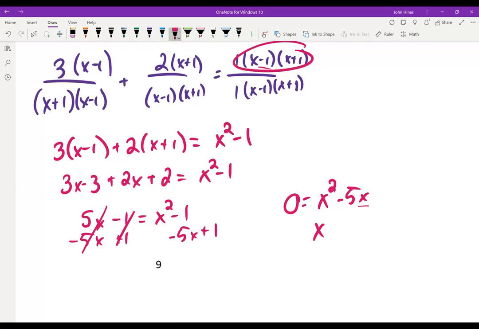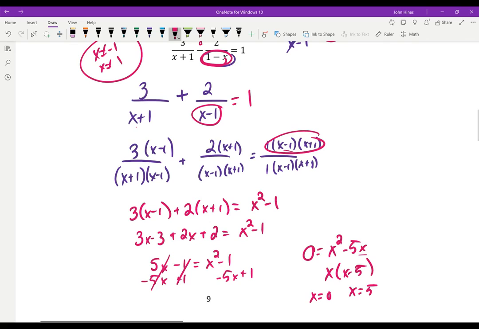So this one always freaks us out because we just forget to take out a GCF and get x equals 0 or x equals 5. Which again, I'm just going to go back up here and check for a second. Can x equal 0? Can x equal 5? Yes, we're good to go.